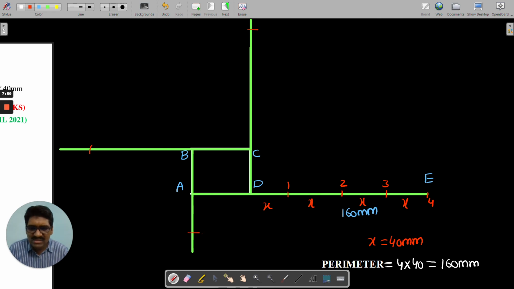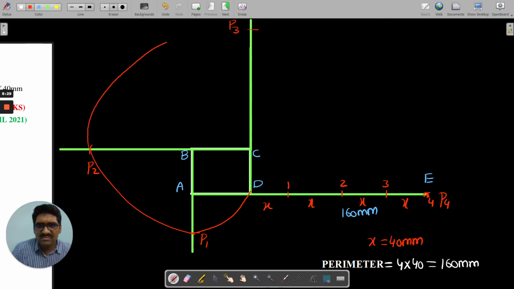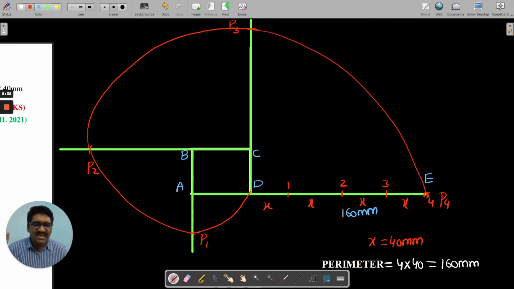Therefore, mark some points: point P1, point P2, point P3. And this becomes point P4. And if we just join the points, this is a perfect irregular curve. We have to start from the point B. We don't have any center for this one. Just join the curve like this. This curve is not drawn with a regular compass.